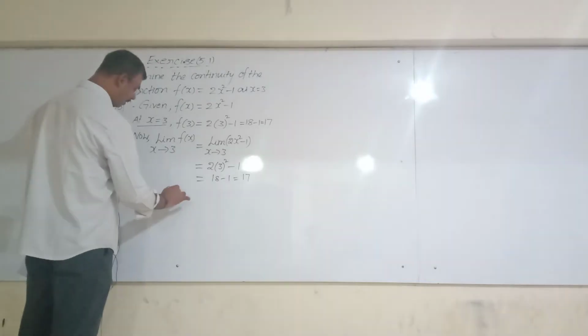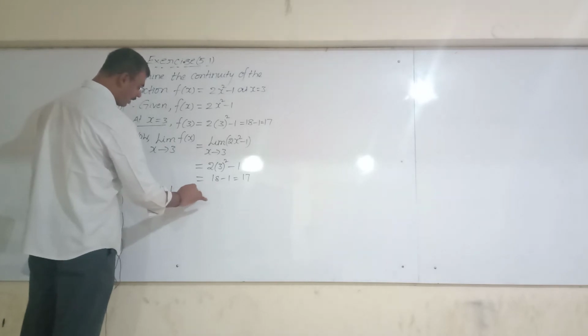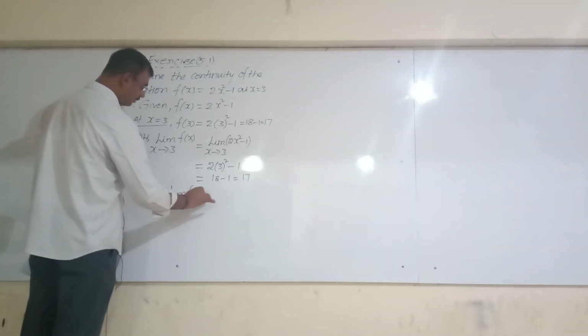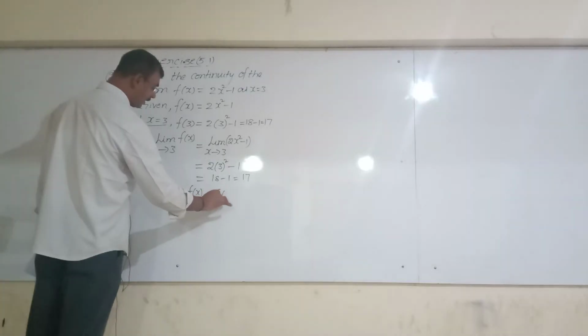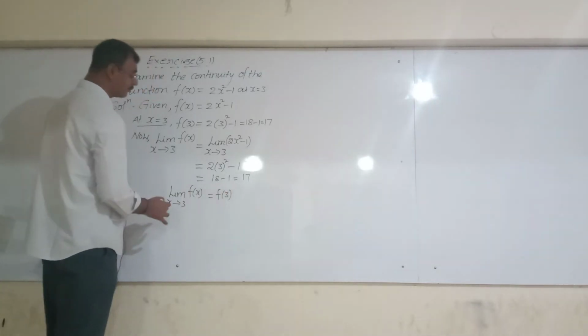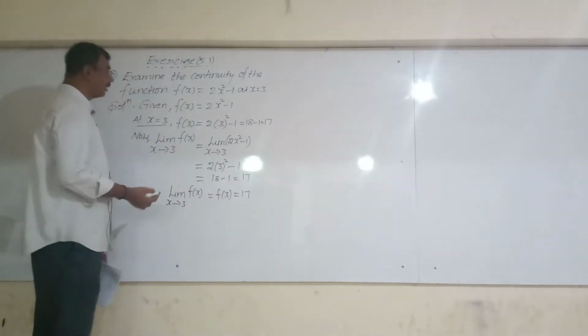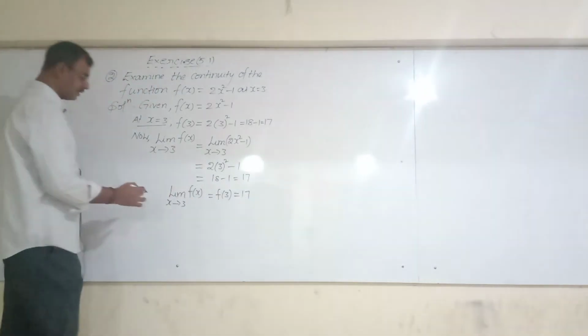Therefore, the limit of f of x as x approaches 3 is equal to f of 3. Correct? How much did we get? This number is 17. So we just examine this.